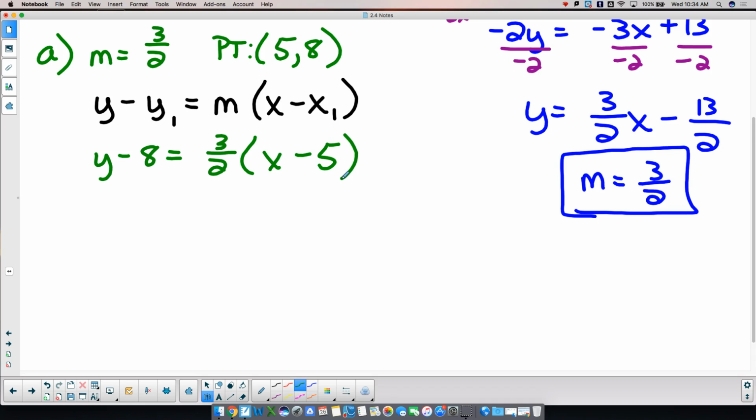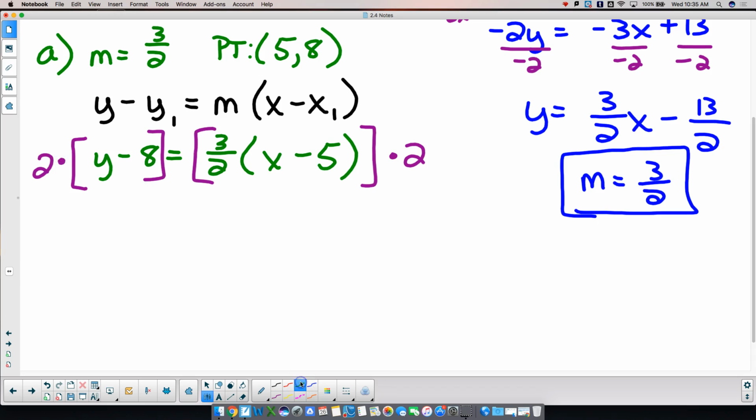What's the first condition of standard form? Because we need to put this in standard form. There are no fractions or decimals. Do I have a fraction in this problem? Yes. So since we don't want to have fractions in our answer, let's get rid of the fraction right now. So I'm going to multiply this side by 2. If I multiply that side by 2, I have to multiply this side by 2.